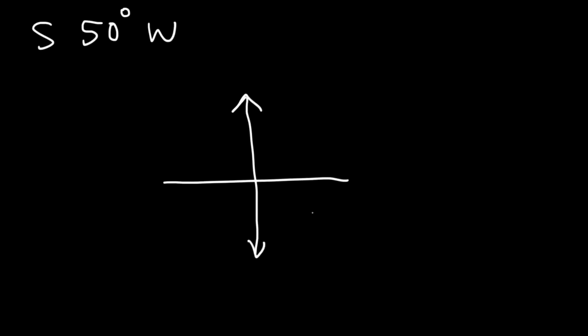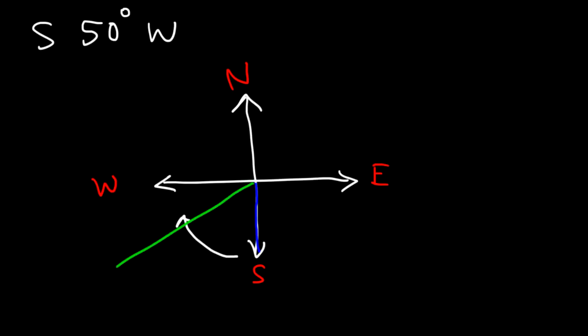Draw this one. South 50 degrees west. Feel free to pause the video. So we have north, south, east, west. So we're going to start with the south line. And then we're going to travel 50 degrees from that line towards the west. So the bearing is in this direction. And here's the angle of 50 degrees. So that's how you can draw it.